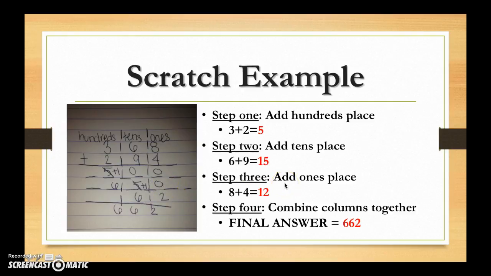Step 3, we are going to add the ones place, which is 8 plus 4, and that is equal to 12. So we're going to put the 2 here, and since it's greater than 9, you're going to cross out this 5 and add a 1 to it. And then step 4, combine all columns together to get the final answer. So this is going to be 6, 6, 2, which is a final answer of 662.